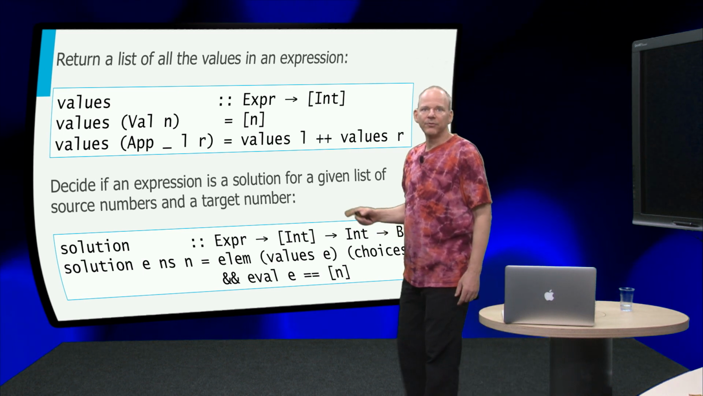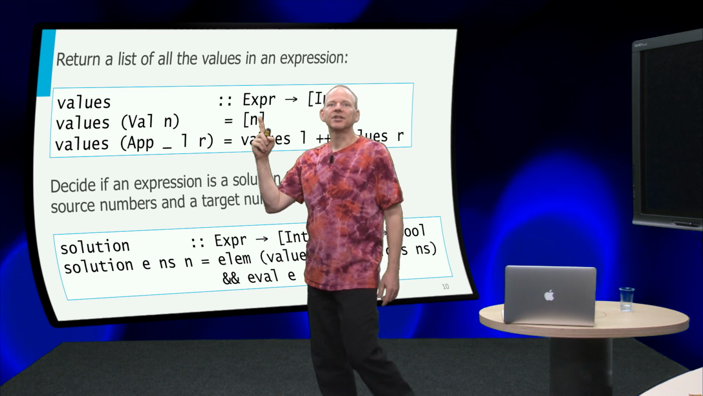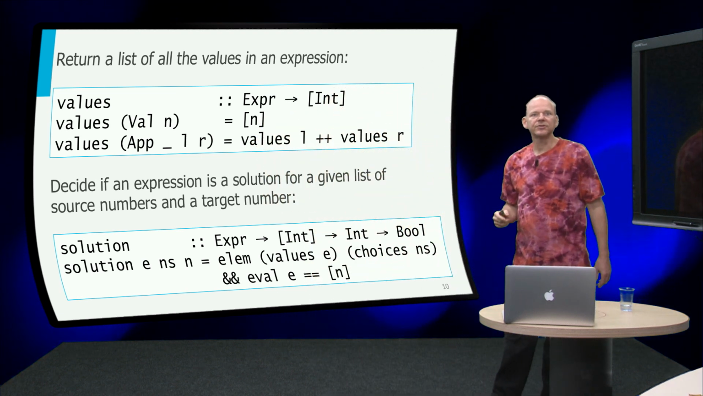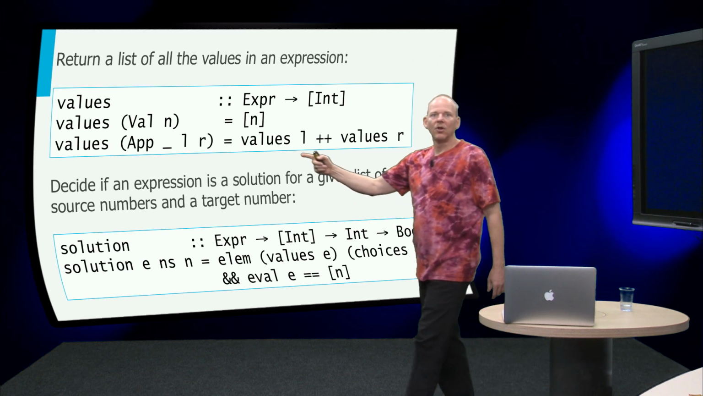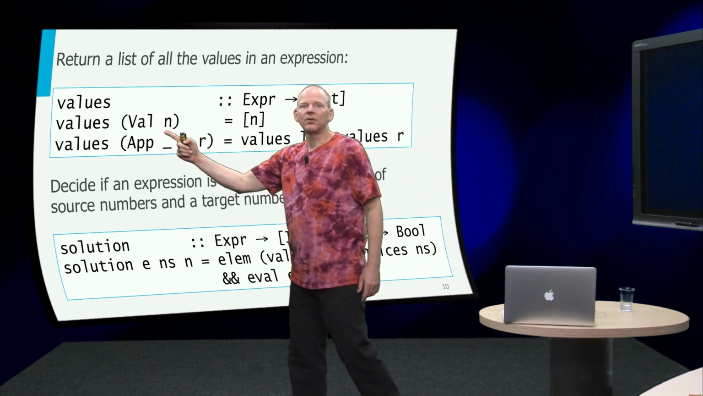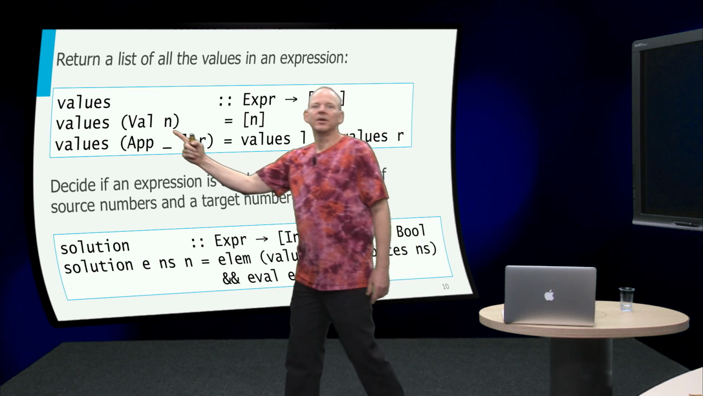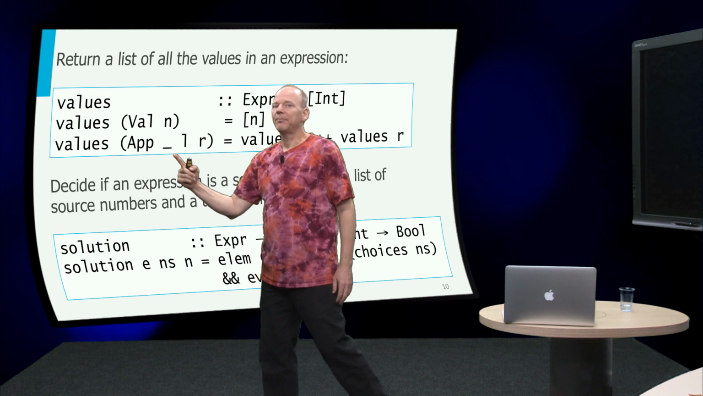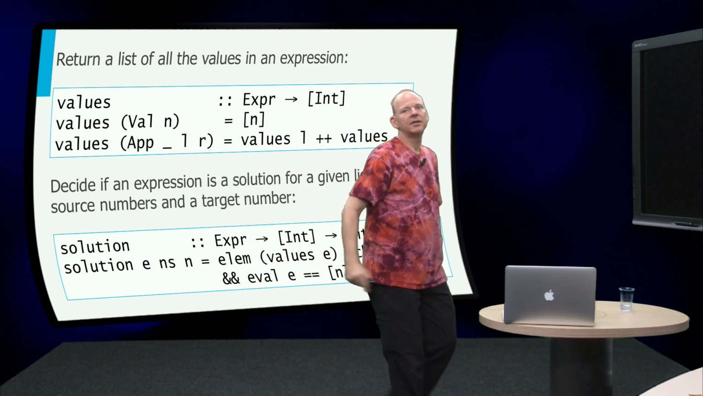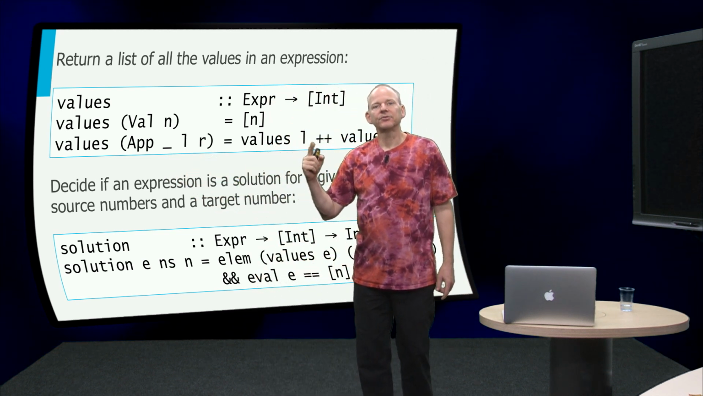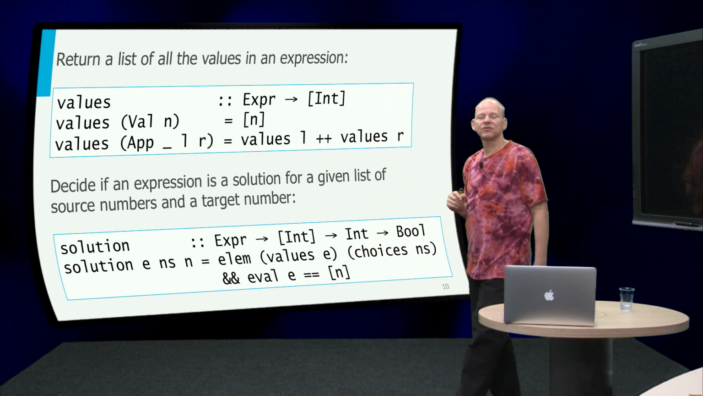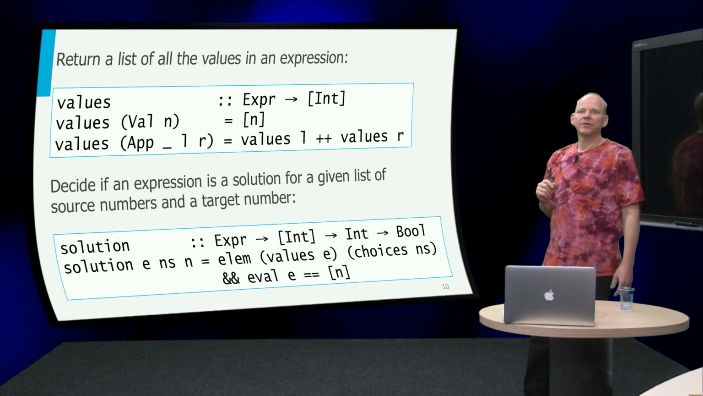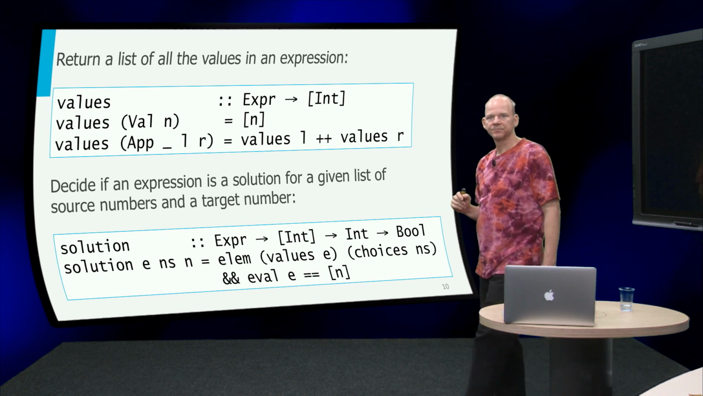Now we can define a new function that, given an expression, returns a list of all the values. So all the values, what are those? Those are all the values at the leaves. If I have a value, I return a singleton list. If I have the application of whatever operator, I take the values of the left sub-expression and combine them with the values of the right sub-expression.